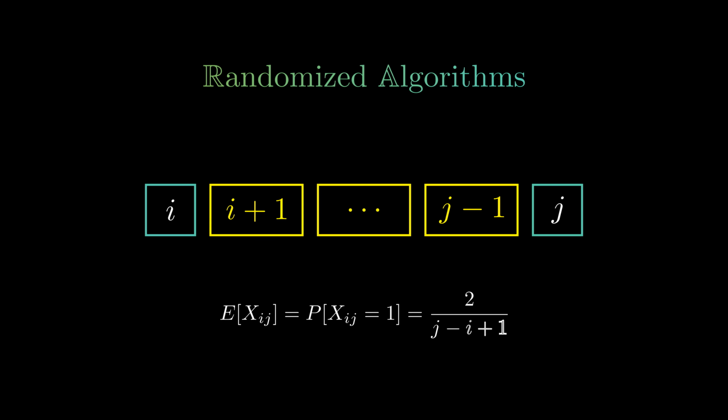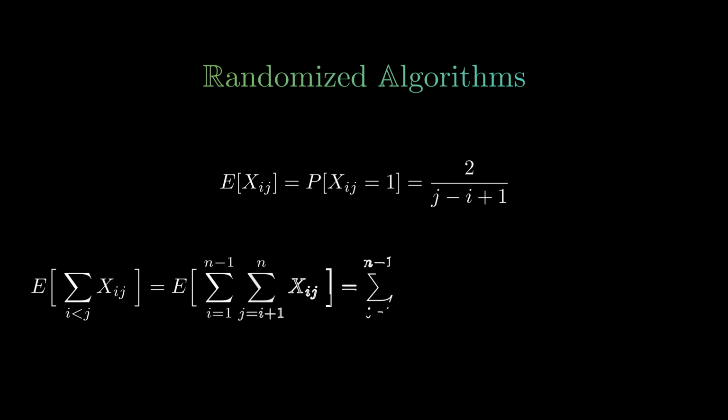Since the pivots are selected uniformly at random, and there are j minus i plus 1 elements with rank at least i and at most j, this occurs with probability 2 over j minus i plus 1. Hence, the expected value of x_ij is equal to 2 over j minus i plus 1.